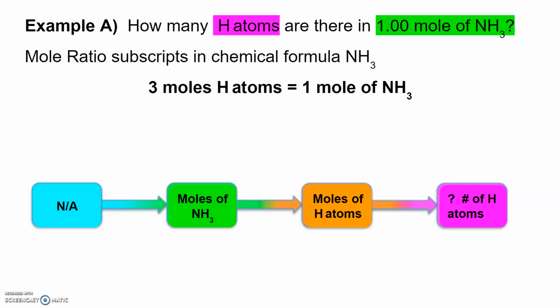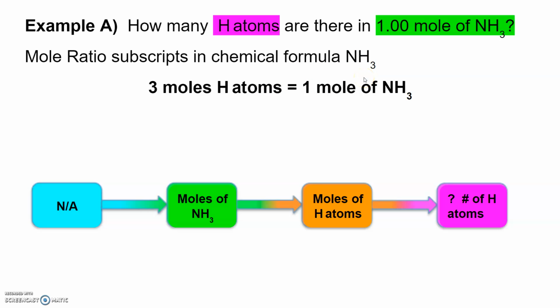So let's start with our first problem. How many hydrogen atoms are there in 1.00 moles of NH3? We already discussed that in this example, the mole ratio will come from the subscripts in the chemical formula. That's because we're trying to find the number of atoms in a certain molecule, and that's what the chemical formula tells us. An NH3 molecule has 3 hydrogen atoms. So for 1 mole of NH3, there will be 3 moles of hydrogen atoms.